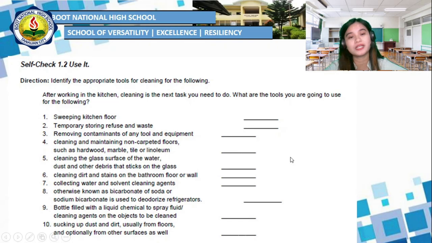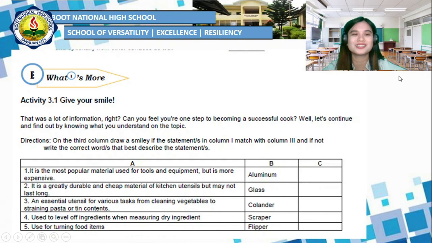Okay, now, class, let's have here what's more. Let's have our activity. Now, that was a lot of information, right? So, you're bombarded with a lot of information. Now, can you feel your one step becoming a successful cook? Well, let's continue and find out by knowing what you understand on the topic.